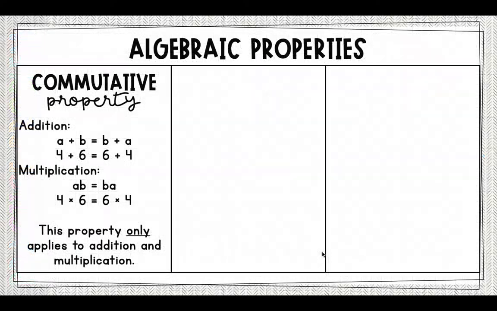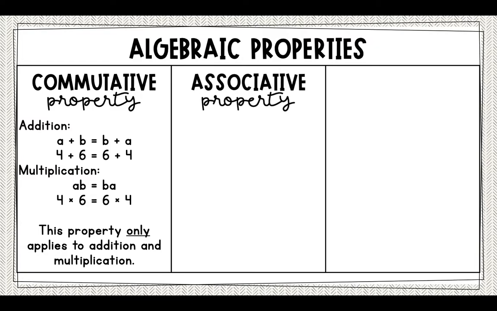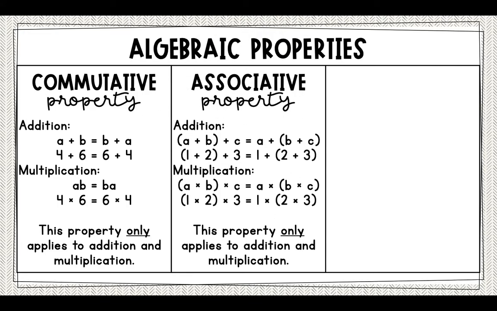All right, now it's time for us to fill in the next column in our notes. In this next column, you're going to write about the associative property. Again, you're going to have some examples. Remember, this property only works for addition and multiplication. Go ahead and pause the video now if you need more time to get this into your notes.